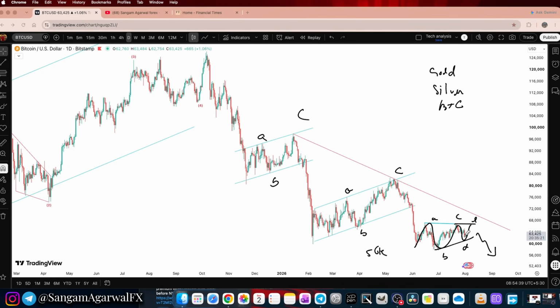ABC part complete. Right now it is trading in wave D. There is only one last wave, E. So everyone is almost making a triangle. Gold triangle 100% complete, silver almost there, Bitcoin just ABC wave complete, D and E remaining. So everything is making a triangle, but gold is super clear, 100% complete, then silver, then Bitcoin.